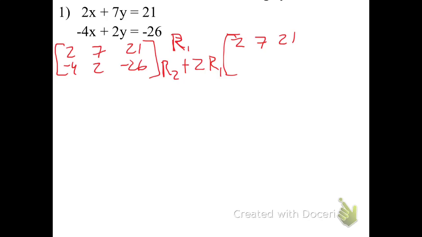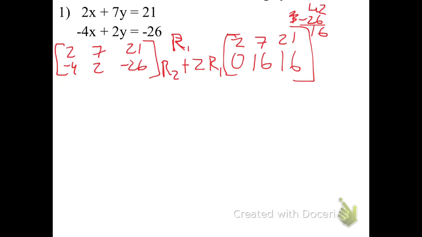But the second one, if you double the first row and you add it to the second, double 2, add that to negative 4, you'll get 0. Double 7 and add to 2. Double 7 is 14, add to 2 is 16. Double 21, that's 42. Add to negative 26. I don't particularly know that off the top of my head. Here, 42, subtract 26. You're looking at 16. Okay, sweet.